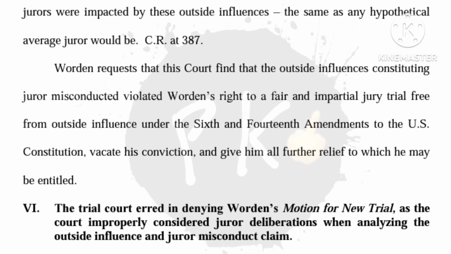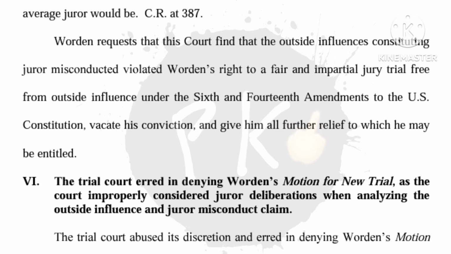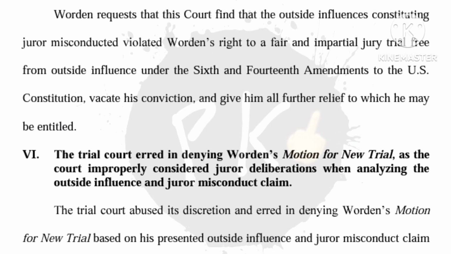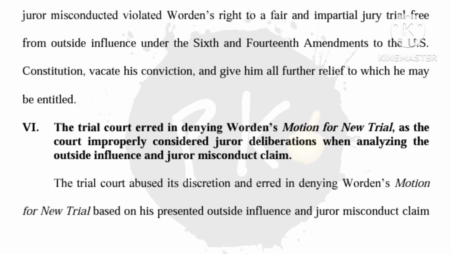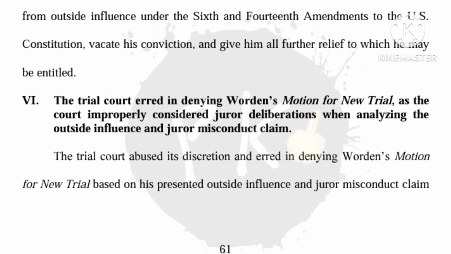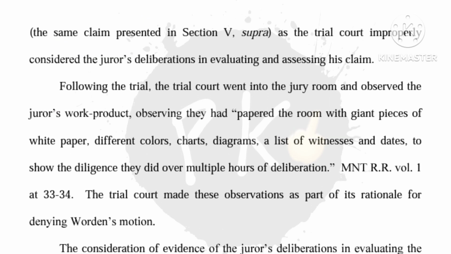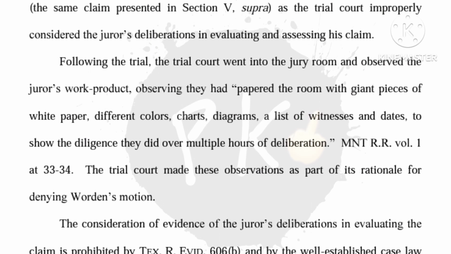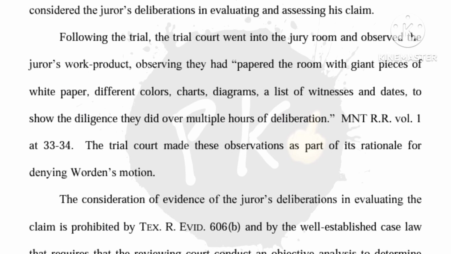6. The trial court erred in denying Warden's motion for a new trial, as the court improperly considered juror deliberations when analysing the outside influence and juror misconduct claim. The trial court abused its discretion and erred in denying Warden's motion for new trial based on his presented outside influence and juror misconduct claim, the same claim presented in Section 5, as the trial court improperly considered the jurors' deliberations in evaluating and assessing his claim.